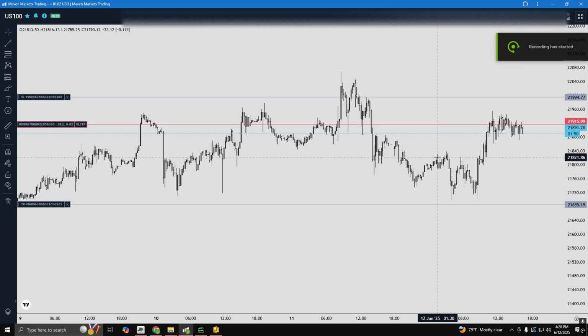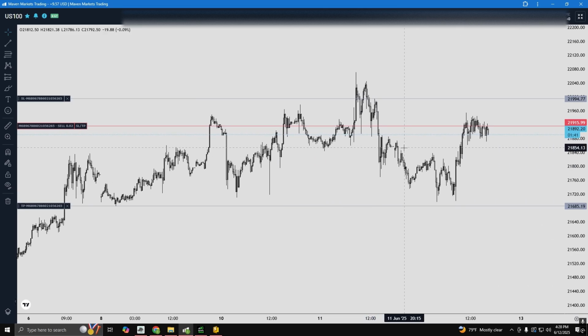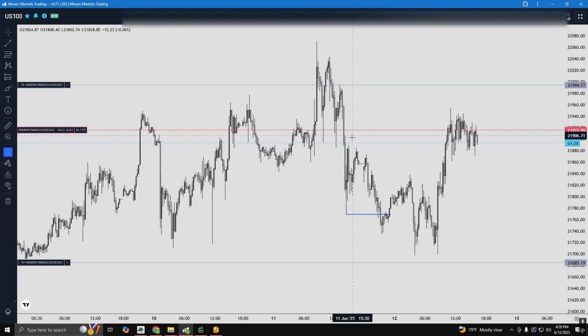Okay, so it's currently 4:30 p.m. in the evening, and basically it did go according to plan, but not quite, right? So our theory was that we swept these lows right here, right? Our draw on liquidity was these equal highs up here, right? So we knew that price was going to come here, right?